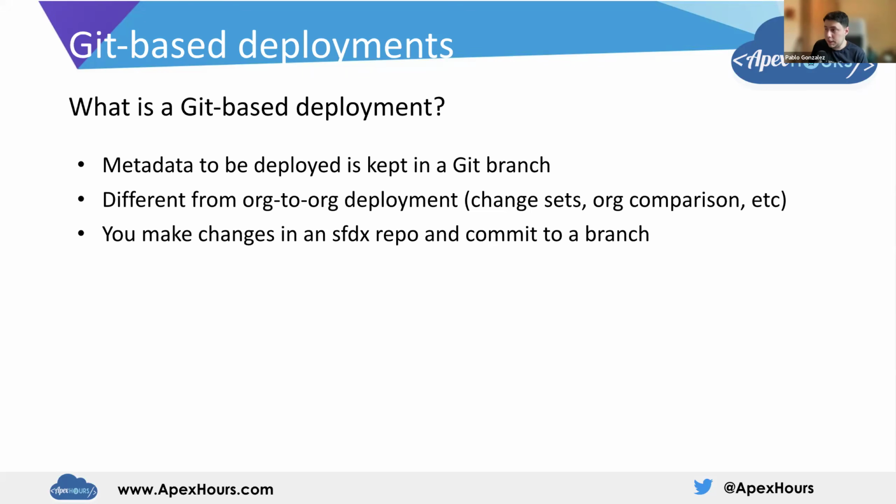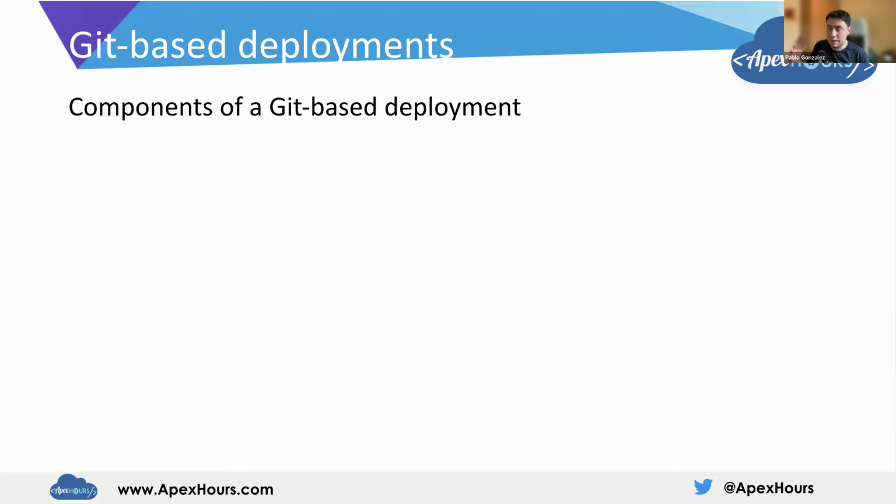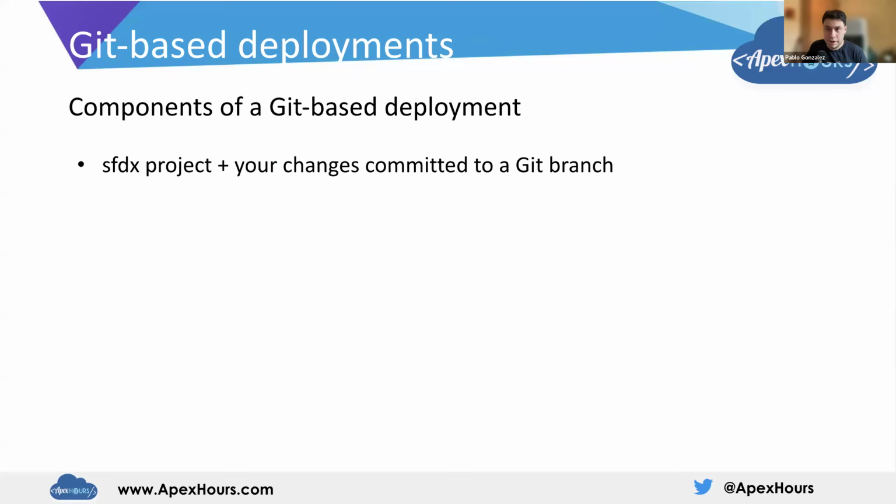So typically, you would make the changes in an SFDX repo, and then you commit that to a branch. And ideally, you have a CI server that automatically deploys the entire branch to the target org. That's what a Git-based deployment is. Now, there are different components to make a Git-based deployment possible. First of all, you have to have an SFDX project, and you have to have your changes, whatever changes you're making to your Apex class, custom fields, etc. All that stuff needs to be committed to a Git branch in your project.